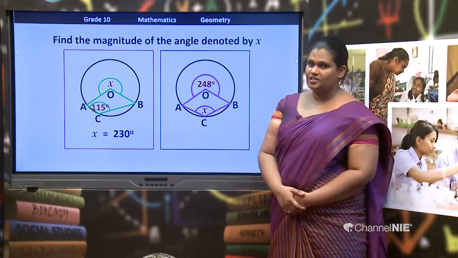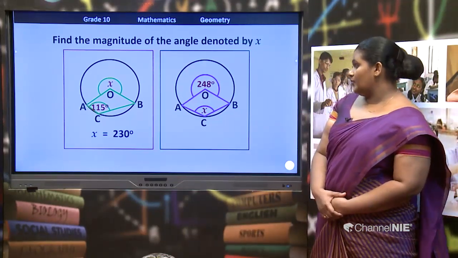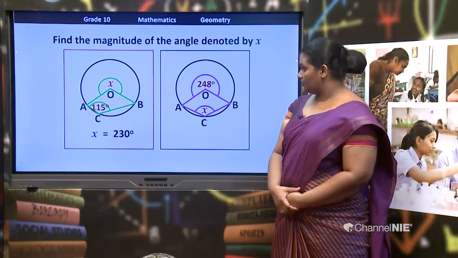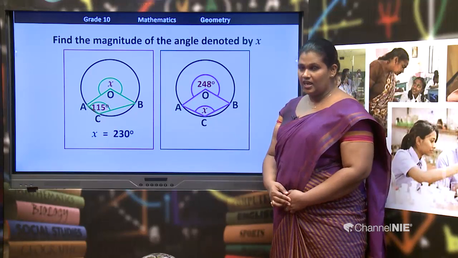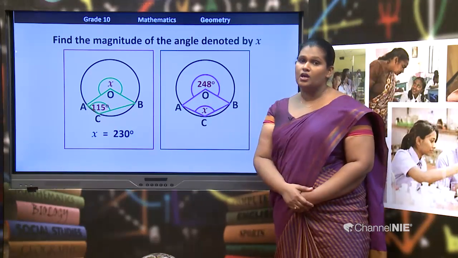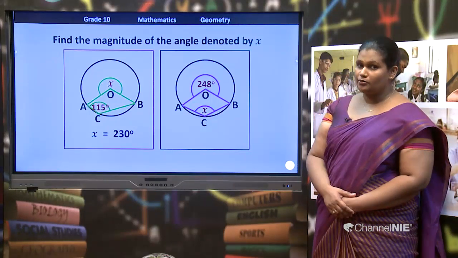Right. The next question. Here also we have got a circle and we can observe some angles. Here the magnitude is x, they have given, and here it is 248 degrees. So, once again we have to find the value of x.